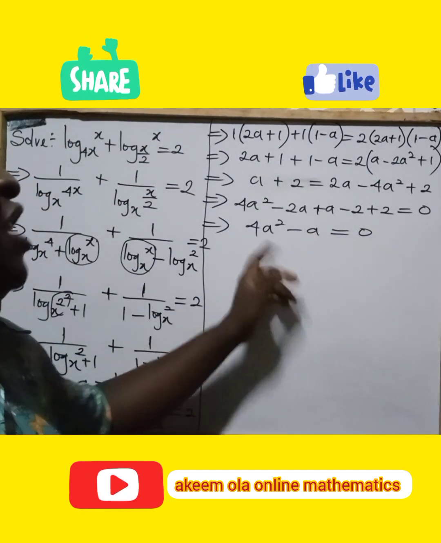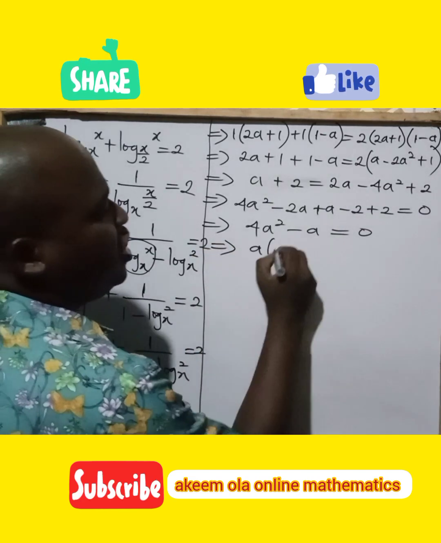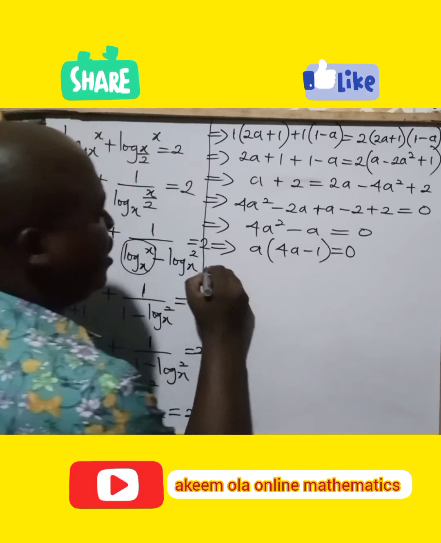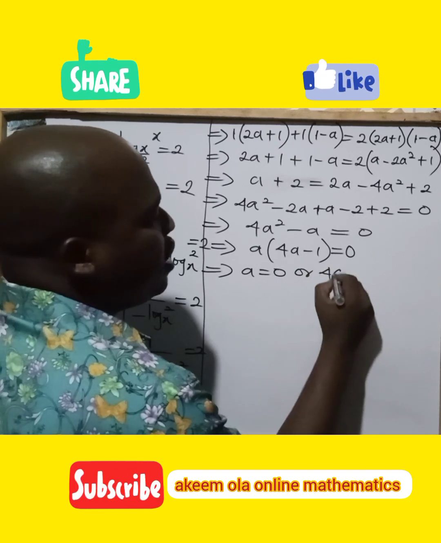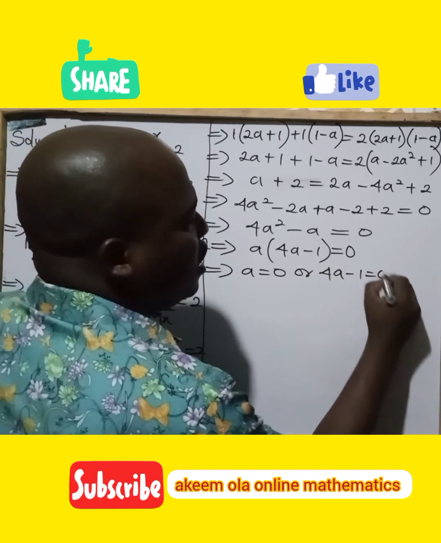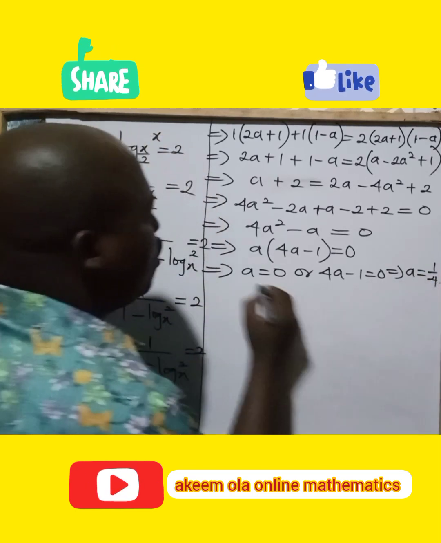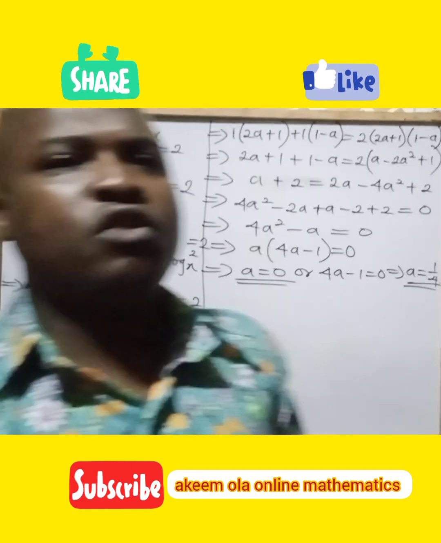So from here, a is common to both terms, so we can take it out. We have a into 4a minus 1 is equal to 0. This now implies that a is equal to 0, or 4a minus 1 is equal to 0. This now implies that a is equal to 1 all over 4. So we have a is equal to 0 and a is equal to 1 all over 4.